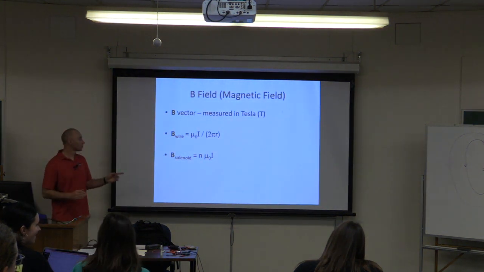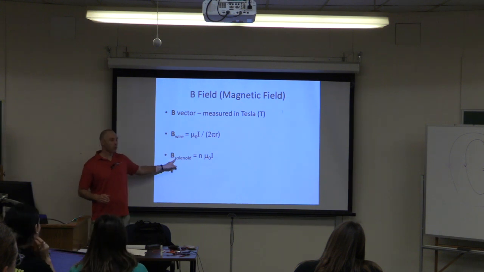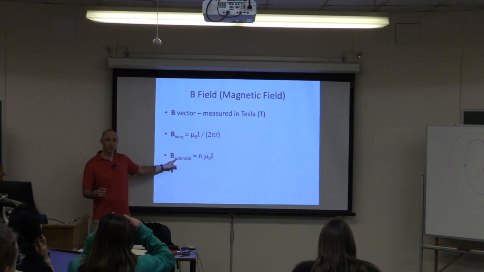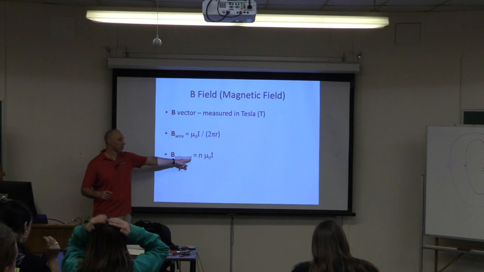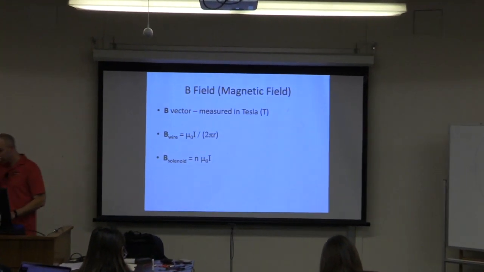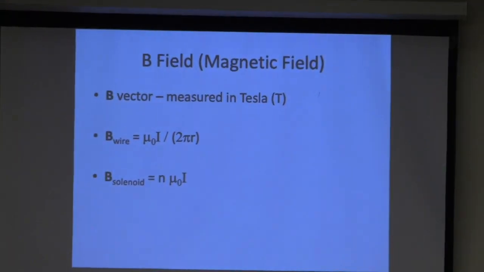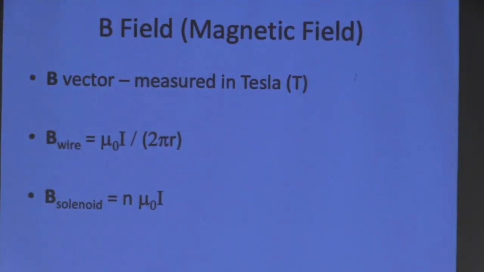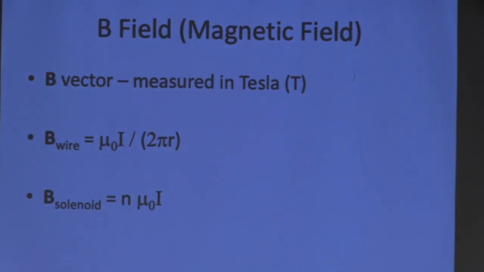For a solenoid, a coil of wire, the strength of the field in the middle is N, the number of coils, times mu naught times I. What's N? The number of coils. Your book gives two equations. One uses capital N, which is the coils per unit length, and then this is just the number of coils.